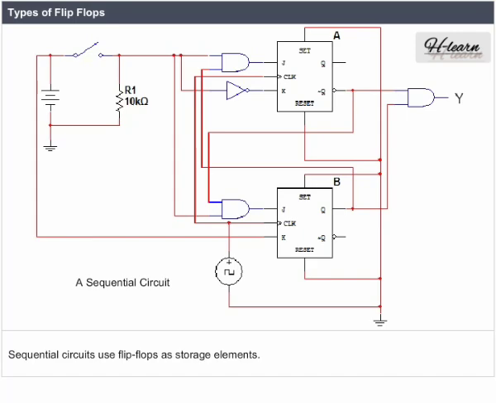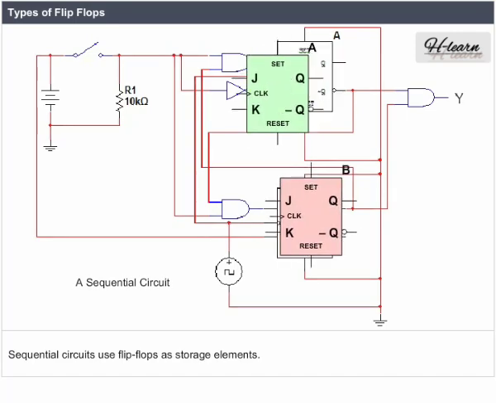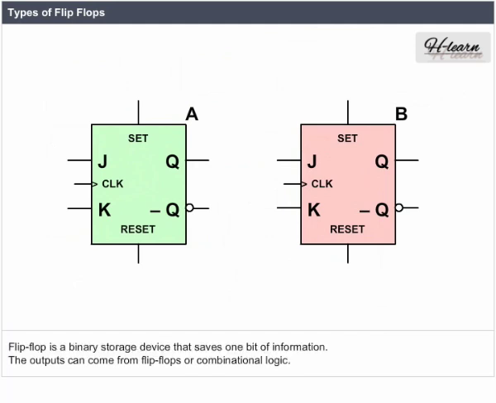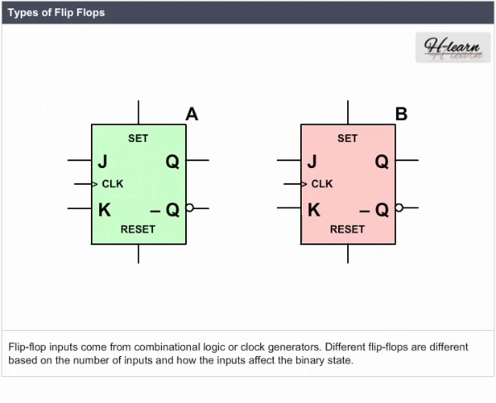Types of flip-flop. Sequential circuits use flip-flops as storage elements. Flip-flop is a binary storage device that saves 1 bit of information. The outputs can come from flip-flops or combinational logic. Flip-flop inputs come from combinational logic or clock generators. Different flip-flops are different based on the number of inputs and how the inputs affect the binary state.